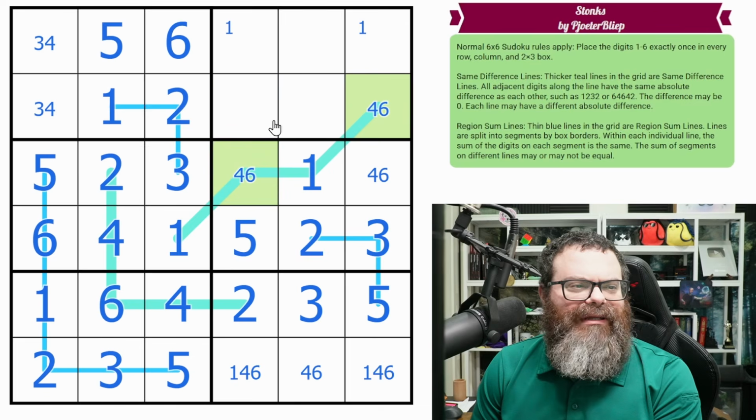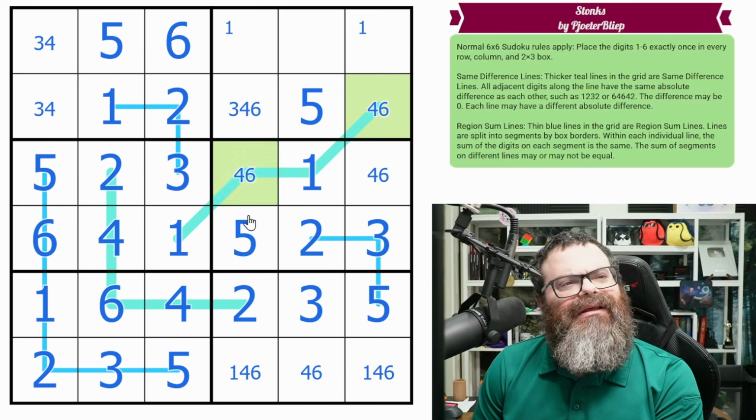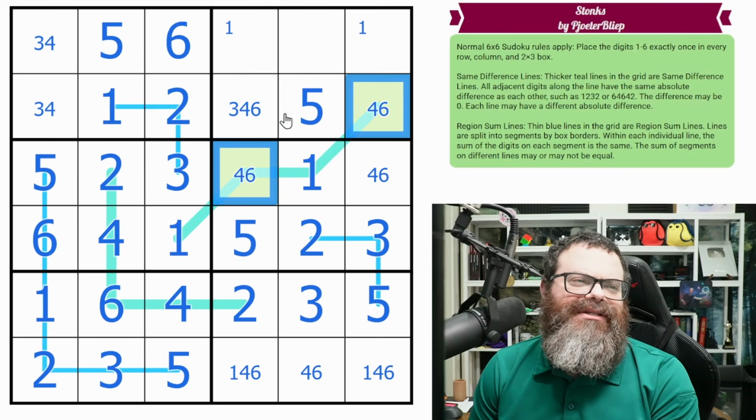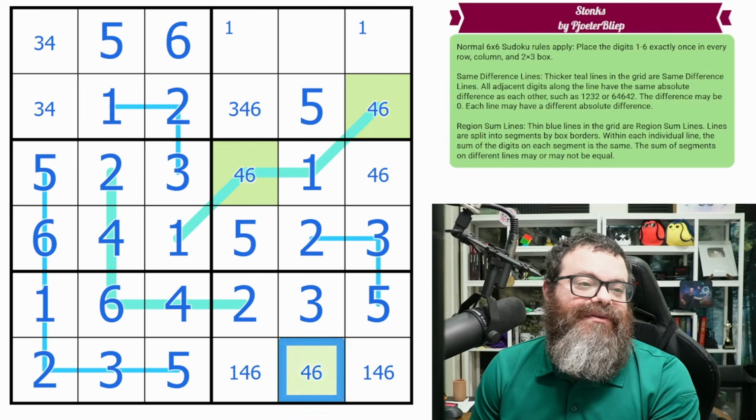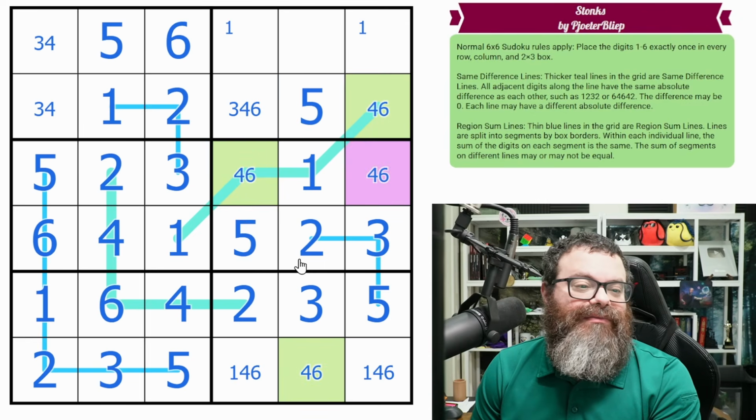What do I need here? I do need a 5 in this box, which goes there. 5s are done. So this is 3, 4, 6. Okay, since these are the same digit as each other, this is not the same. Oh, this is also the green digit, I guess. This is the purple 4, 6.